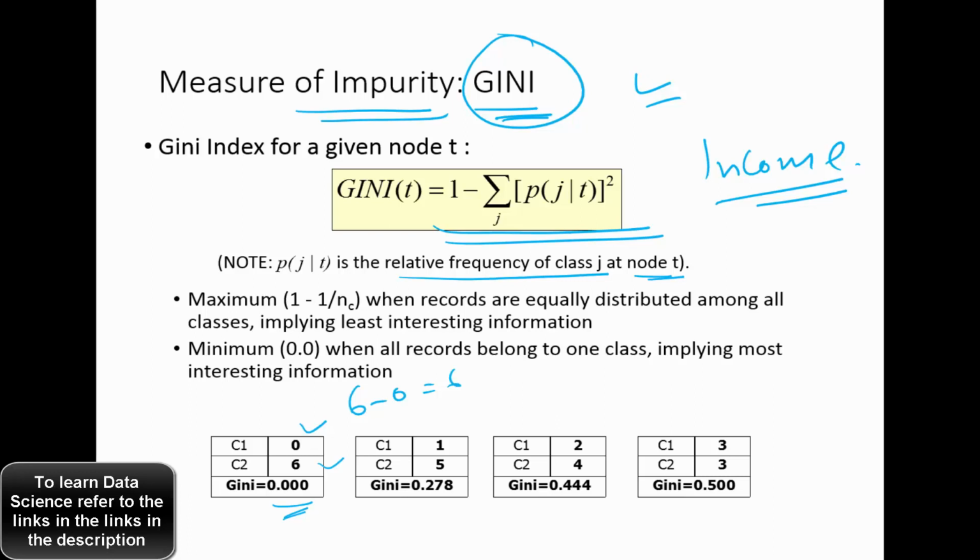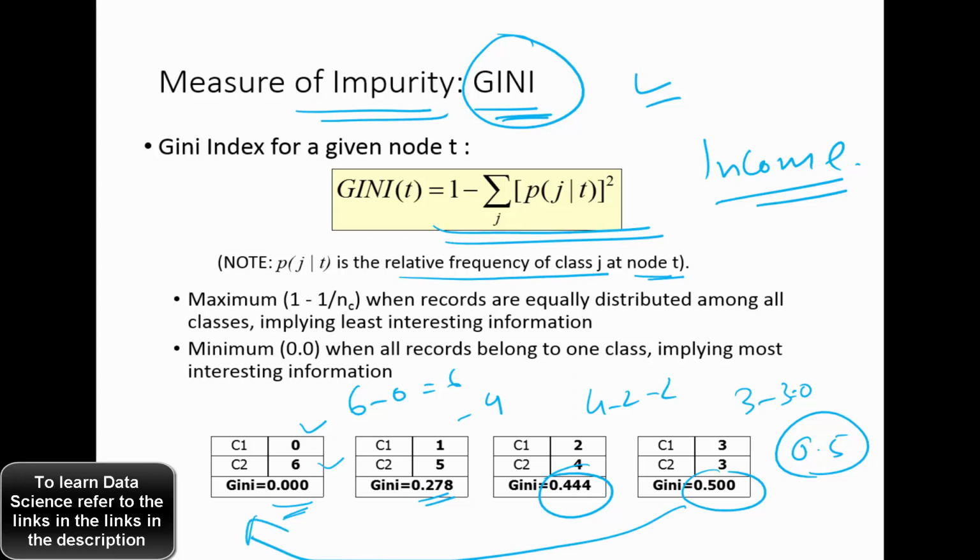Here the difference is less, 5 and 1, so the difference is 4. Here the difference is even less, 4 minus 2 is just 2, so Gini increases. And here the difference is nothing, 3 minus 3 is 0, so Gini is 0.5. When Gini is 0.5, that means there is no difference between the classes, and that we do not want. We rather want the one with maximum difference, maximum classification. So Gini close to 0 is preferred over Gini close to 0.5.